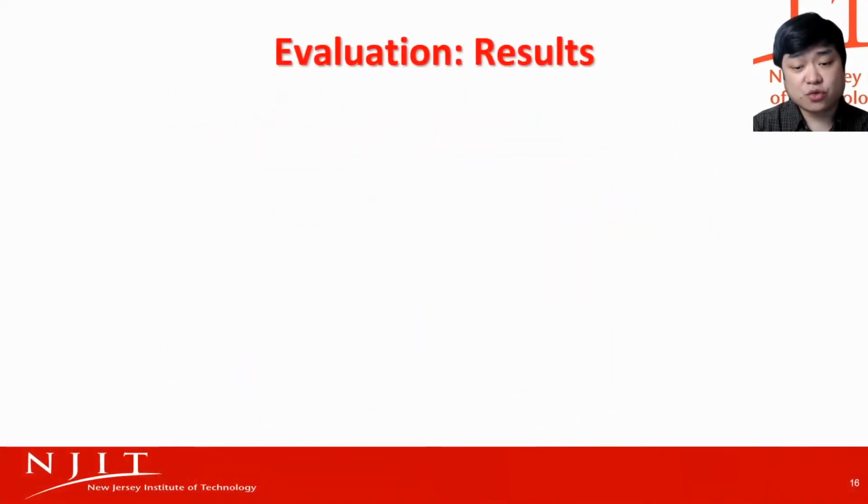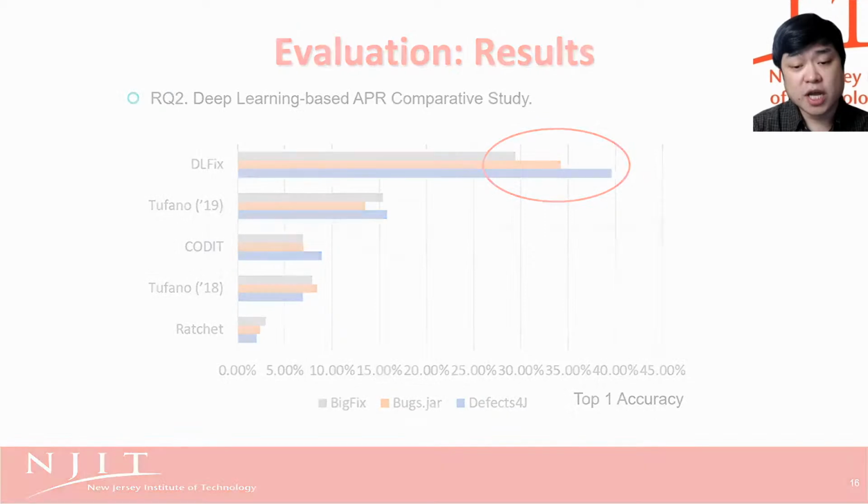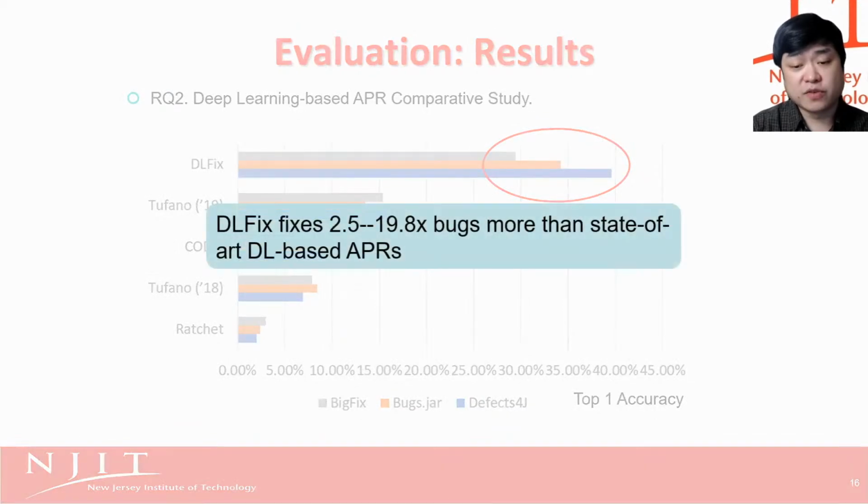And as for research question 2, we compare our approach with other deep learning-based approaches on all 3 datasets. The results show that our approach can fix more bugs than all the deep learning-based approaches, by fixing at least 2 more bugs compared with them.